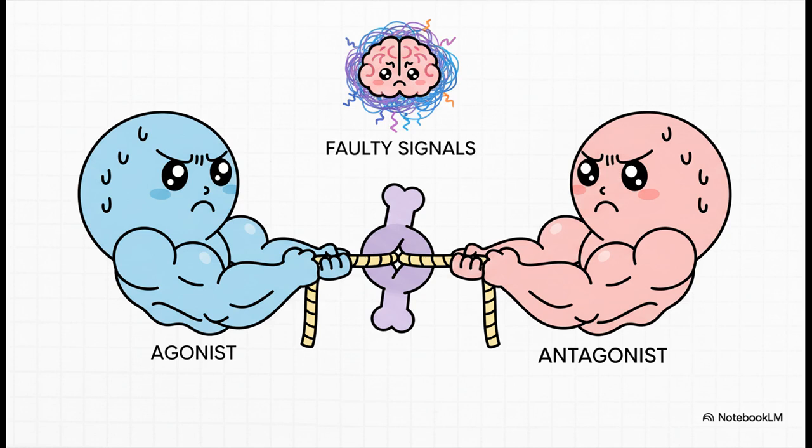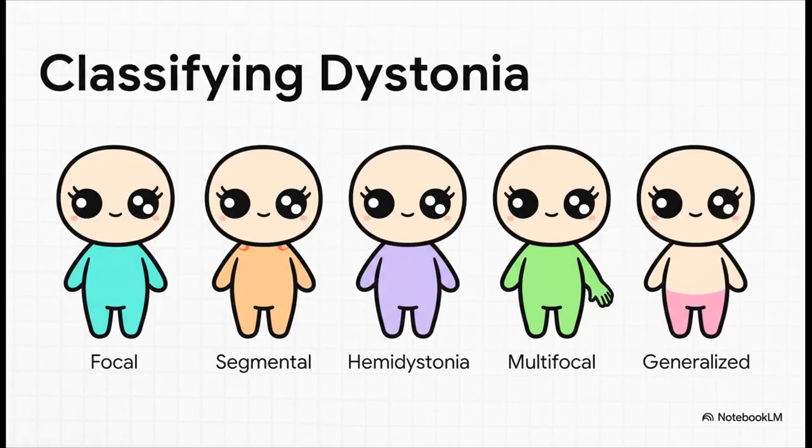It's a beautifully coordinated dance run by a part of the brain called the basal ganglia. But in dystonia, the basal ganglia is sending out bad signals. It's telling both the agonist and the antagonist muscles to contract at the same time. It's basically a muscular tug-of-war, and the result is that involuntary twisting movement that we see. Now, we can get even more specific. We classify dystonia based on how much of the body is involved. For Alex, it's just his foot, a single body part. So we call this a focal dystonia.